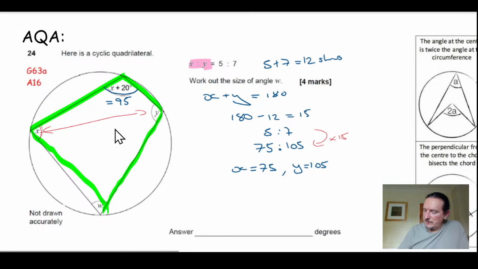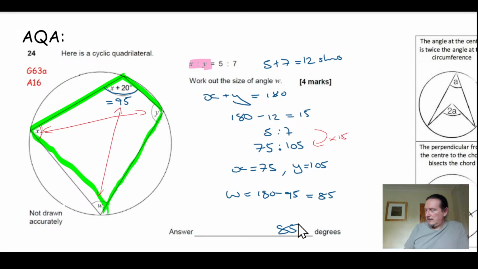And then we can use the cyclic quadrilateral fact to find w, can't we? So w is going to be 180 minus the 95. That's going to give me 85, and that's my answer. Okay, so the AQA one, the circle theorem itself wasn't particularly difficult. It's a very simple one, but we've got some dividing by ratios and things like that chucked in for good measure.